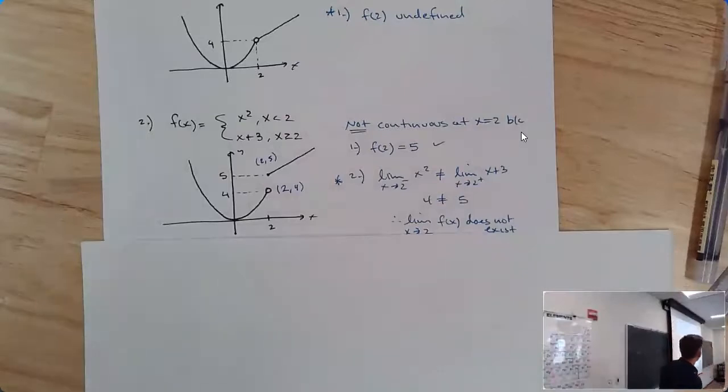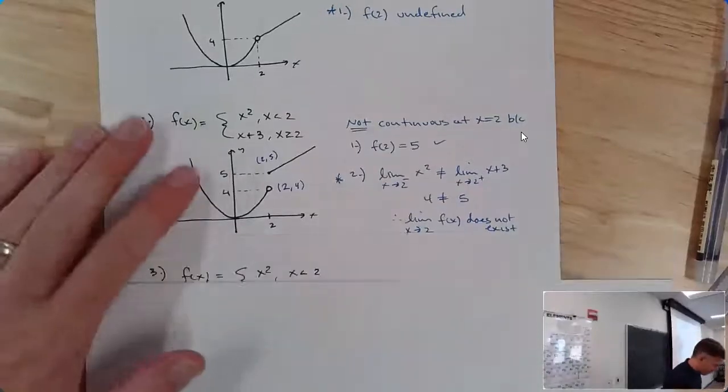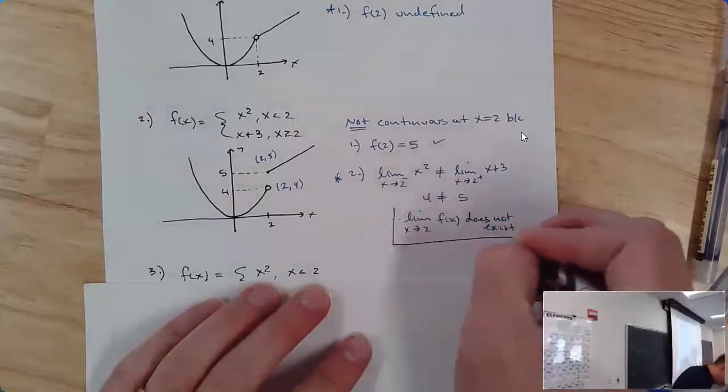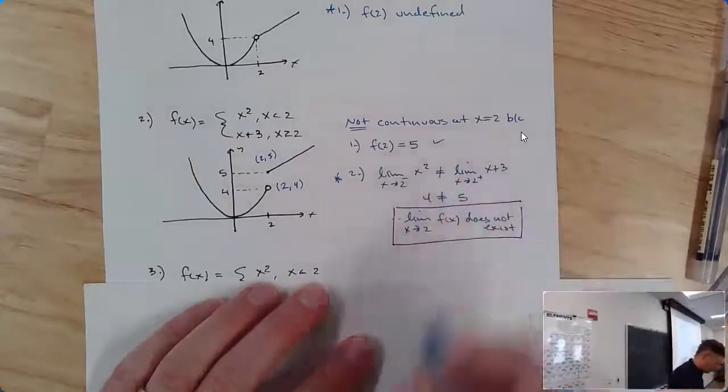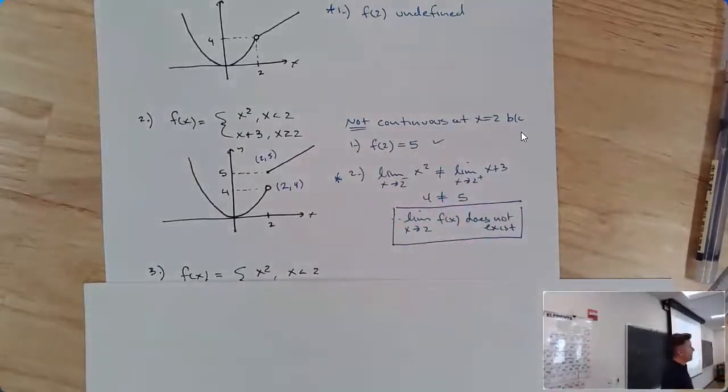So here, we can say that the function is not continuous at x equals 2 because the limit doesn't exist at 2. Specifically, the limit from the left and the limit from the right are not equal to each other, which means the limit as x approaches 2 does not exist. So this is the reason that the function is not continuous there. We have failed to have a limit that exists.